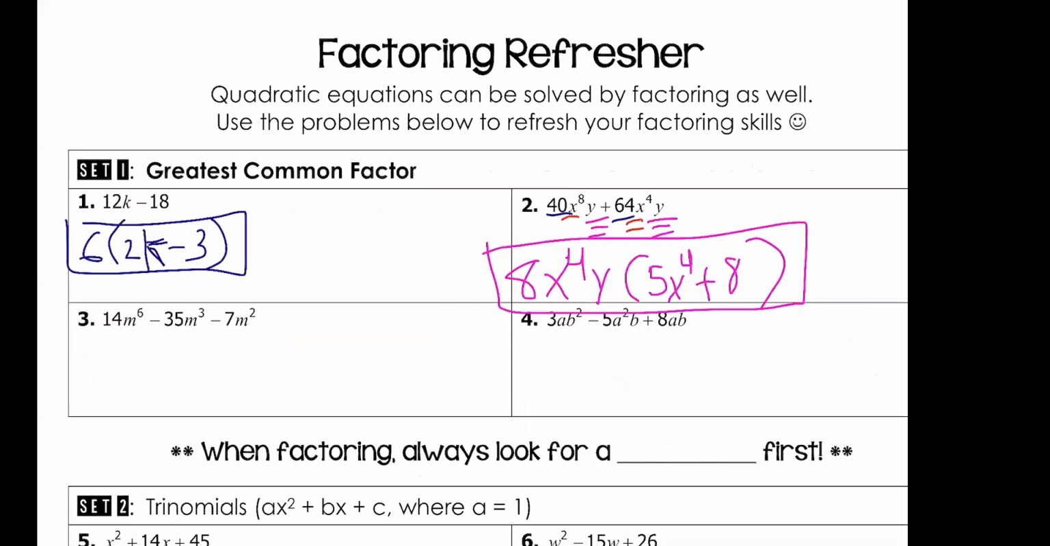So for number 3, you're going to try and pull out your greatest common factor. That's the biggest thing that would basically divide into all of your terms, or each piece. So for 3, the first thing you want to think about is what's the biggest number that would divide into 14, 35, and 7. Then you would write that on the outside, and then see how many m's you could take out from each part. So I don't know if that's helpful.